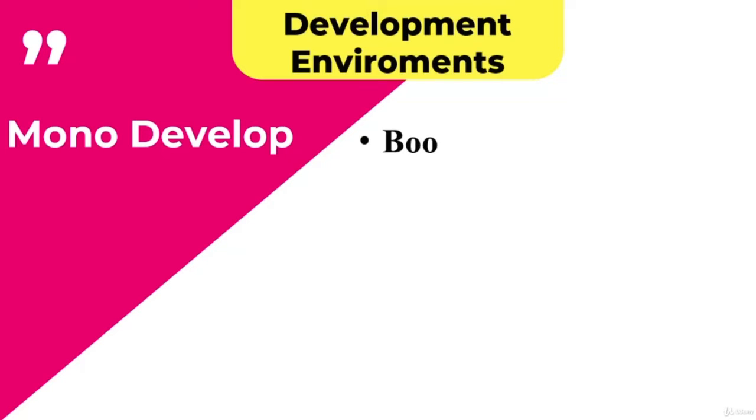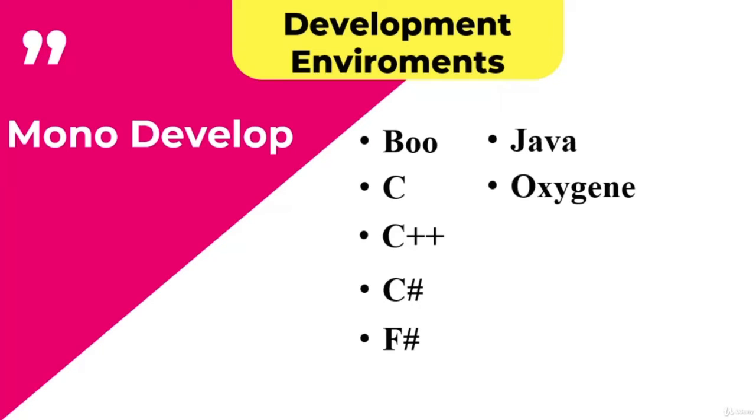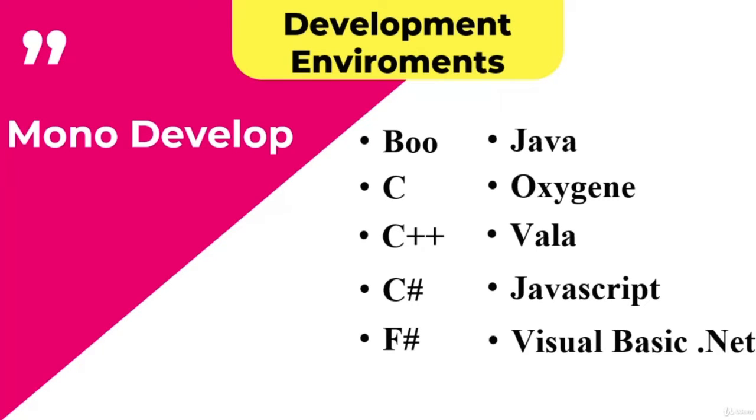It supports Boo, C, C++, C#, F#, Java, Oxygen, Vala, JavaScript, Visual Basic.NET. So Mono Develop can be used on Windows, Mac OS, and Linux. As I was telling you before, Mono Develop has included a C# compiler since its earliest versions that I can think of. In fact, trust me on that.